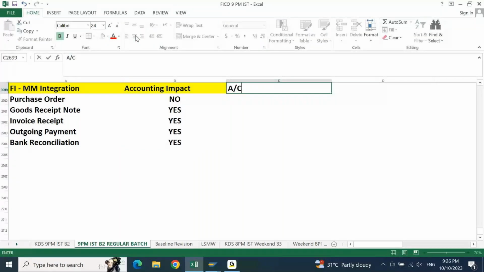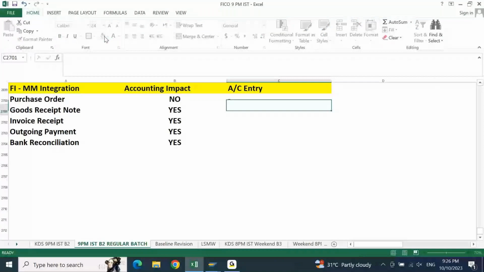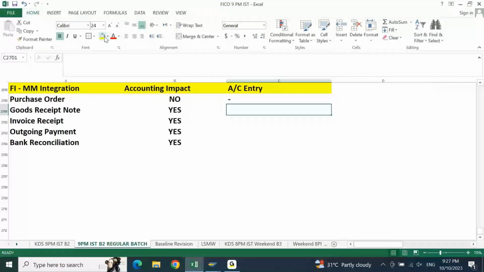Here I'll put accounting entry, accounting impact, and then accounting entry. What accounting entry during the purchase order? Here this is blank because there is no accounting impact. Goods receipt, I'll put inventory or service or fixed asset debit, GRIR credit. This is the accounting entry.